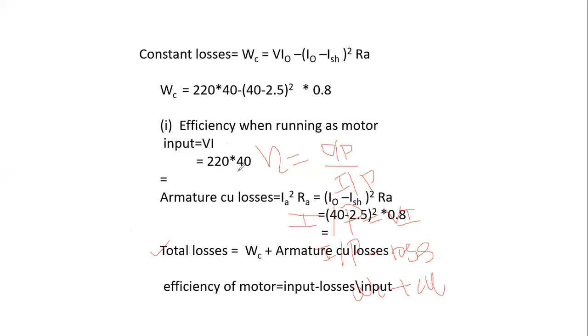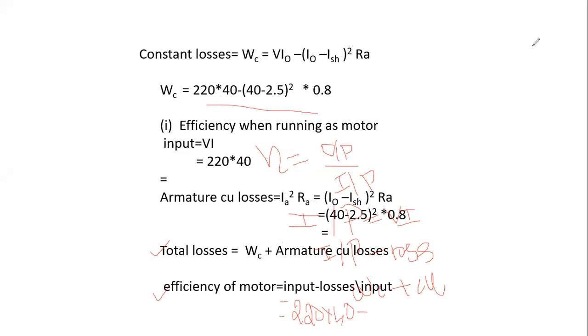What is the input? V into I, that is 220 into 40, minus losses. What are the losses? That is WC. This is the WC value, and this is the armature copper losses. Then we substitute all the losses in the efficiency formula, and we obtain the efficiency of the motor.